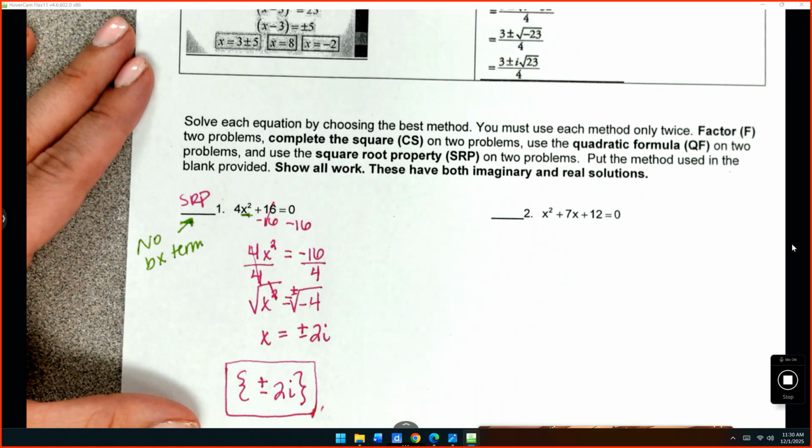Okay, 14, is that a perfect square? It is not. Let's try to break it up. 2 times 7, no pairs, right? Those are prime, no pairs. So we leave it as the square root of 14, and we just subtract 2. So we have negative 2 plus or minus the square root of 14.